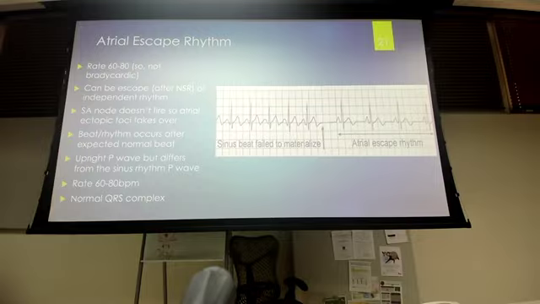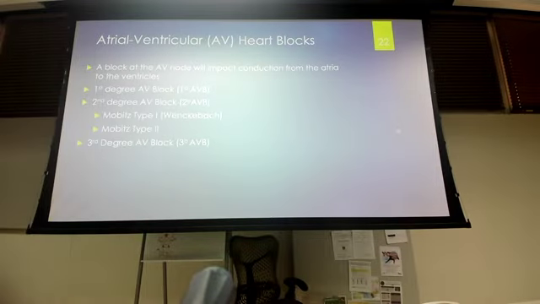This is an atrial escape rhythm. We've got that rate of 60 to 80. Normal QRS complexes with a P wave, but that P wave will look different. Again, it's easy to compare if you have that normal sinus to start with, and then you have this atrial escape. If you have an entire EKG that looked just like this, you probably won't be able to pick it out. That is it for our escape.